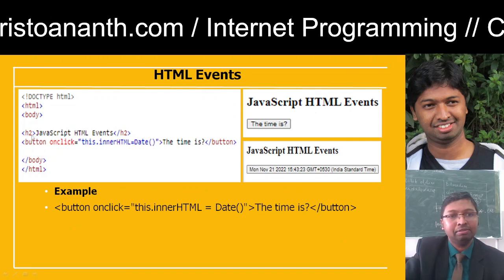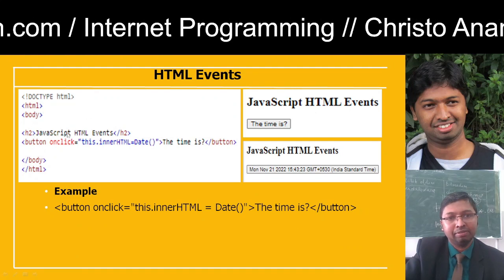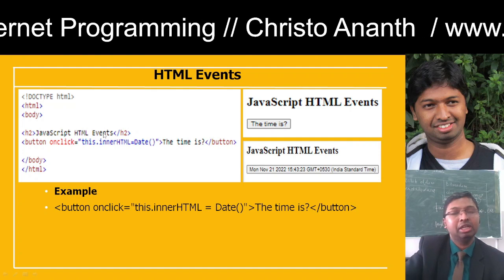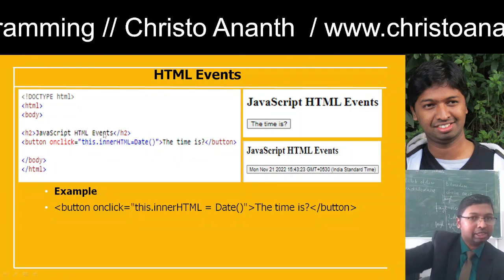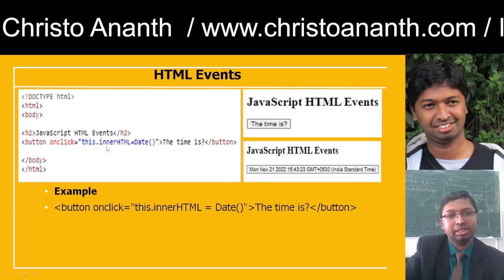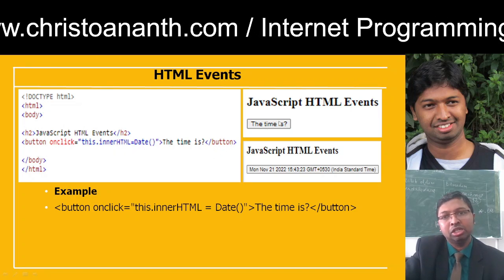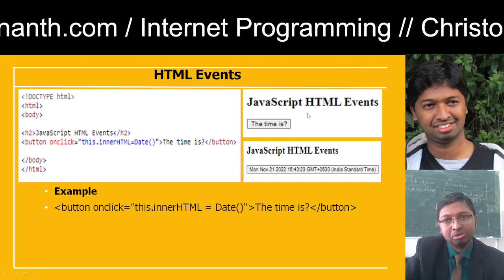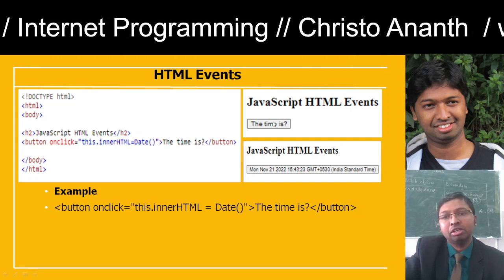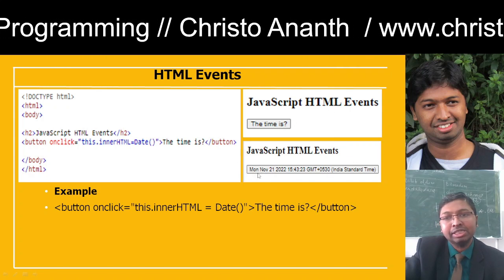So you will have this one, h2 tag, JavaScript HTML Events. h2 is nothing but the second level heading. Then button onclick this.innerHTML equal to Date, 'The time is'. So maybe you will display this h2 tag and the time is. If you click on this, it will display this in a button.